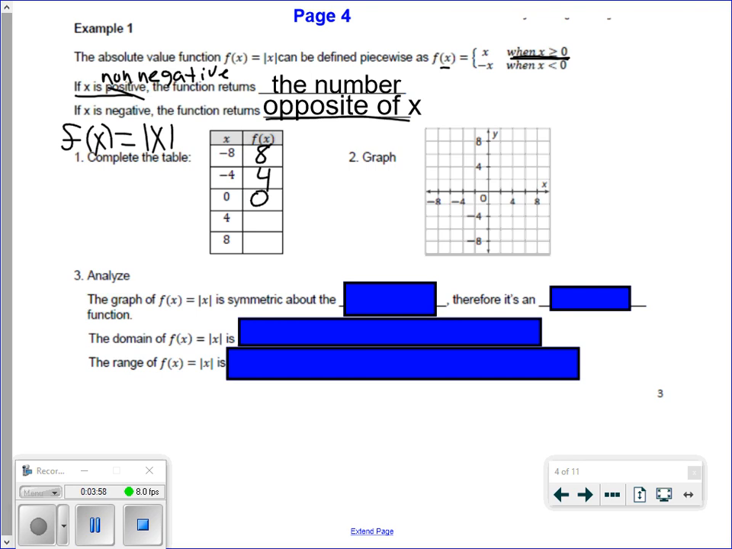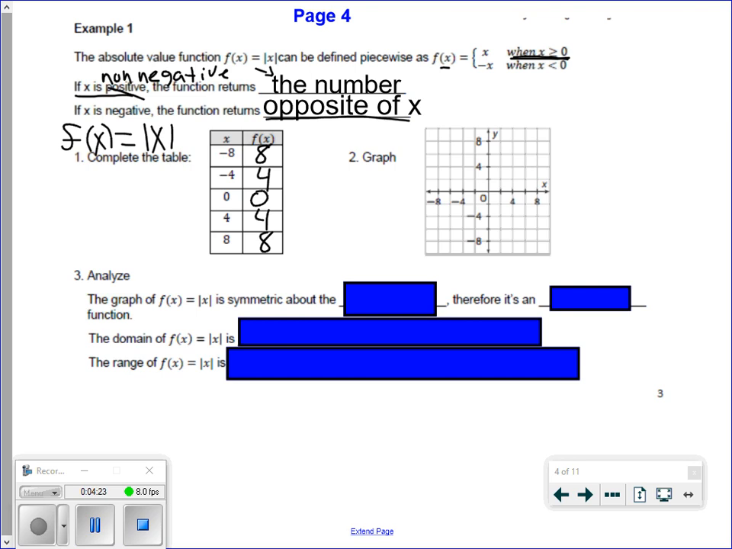When x is 4, it's positive now, so we get the same number, 4. And when x is 8, we get the same number since it's positive, or rather it's non-negative, so we get 8. And I know the word non-negative is kind of weird. It sounds like an unnecessary word, but it is necessary because, like I said, 0 is not positive. So we have to use the word non-negative to include that 0.